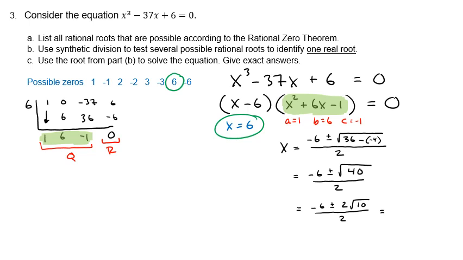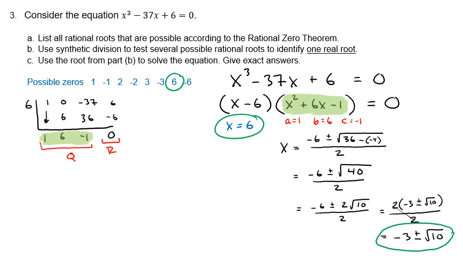We could factor out and cancel a 2, a common factor on top. All right, so those 2's cancel. And we get negative 3 plus or minus the square root of 10. All right, so those are the other two answers, the other two solutions.